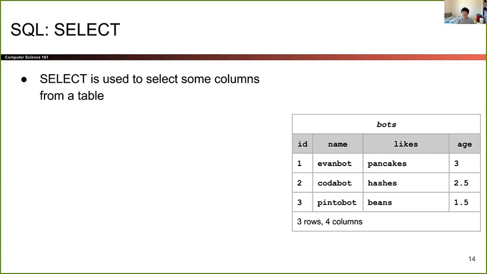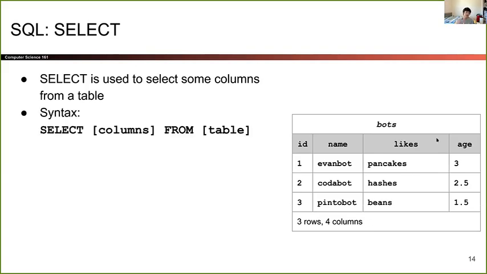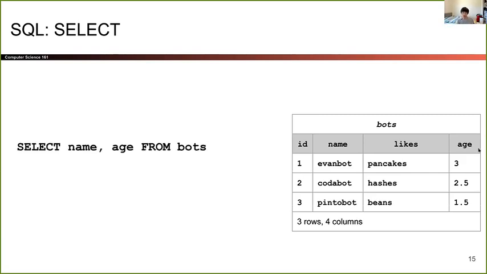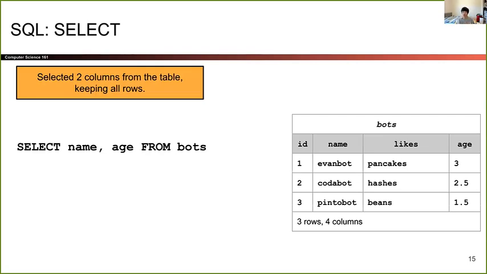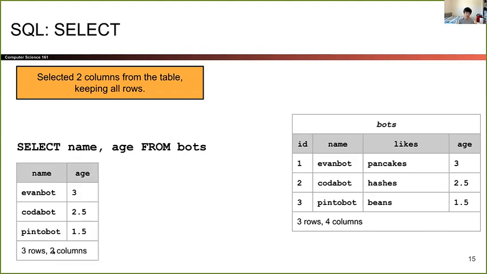Select is used to select columns from a table. Generally this is written as select something from something. As an example, I know that bots has a name column and an age column. I can say select name comma age from bots. In this case, I'm getting two columns from this table, and I'm not filtering any of the rows, so I just want all the rows. What's returned is this table with just the two columns I asked for. It has the name column with evanbot, codabot, and pintabot, and it has the age column. It's also returned as a table, but it's a subset of the columns in the full table.